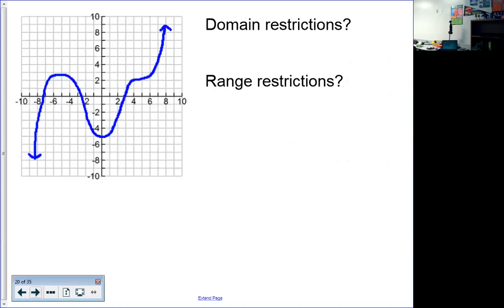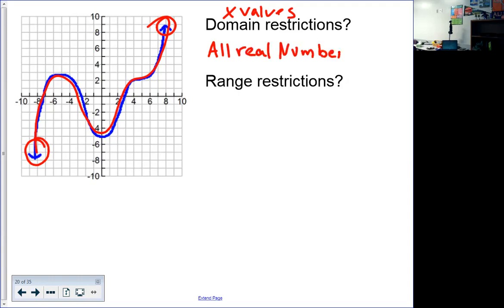So again, I'm looking at domain, which is all possible x values. If I'm looking at my x values for this graph here, if I go all the way to the left of my line, I see an arrow at the end. If I follow my line all the way to the right, I see another arrow. That tells me I'm going on forever in both directions. Whenever that is the case, everybody, my domain is all real numbers. Whenever you continue on forever and ever and ever, the answer is all real numbers.